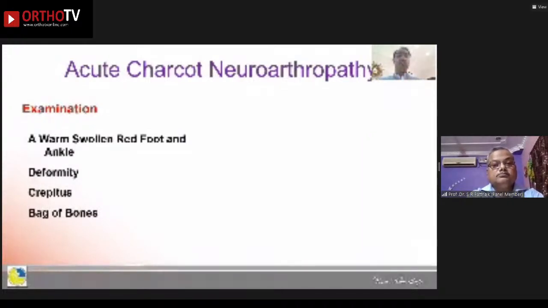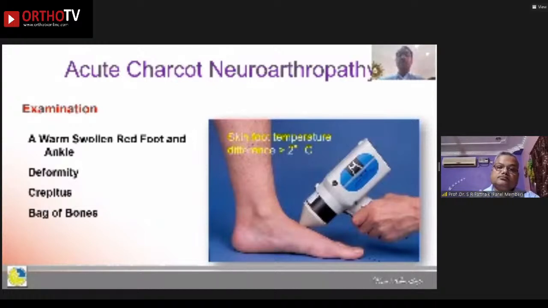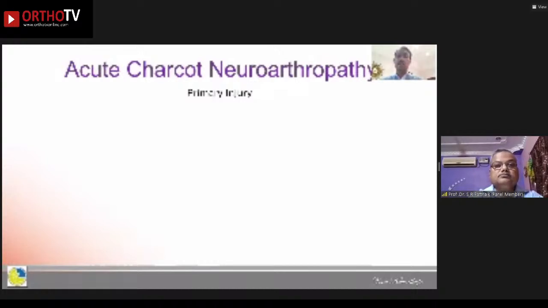When you examine, you see a warm, swollen, red foot and ankle, and there can be a deformity if the presentation is late, and there can even be crepitus, or in advanced presentations a bag of bones. Acute Charcot results in raised local temperature, and it is very useful to measure the temperature difference using any device and compare with the opposite normal foot. If it's more than 2 degrees, that is considered significant.